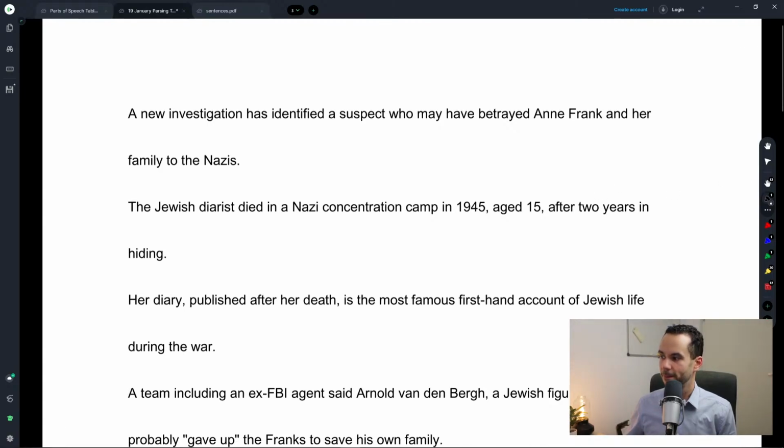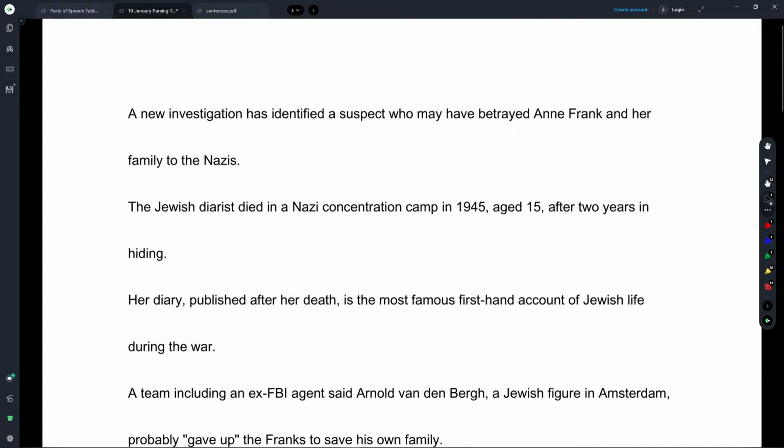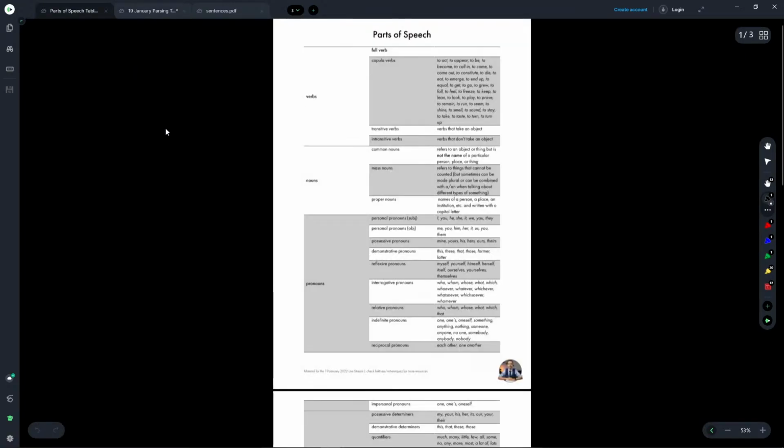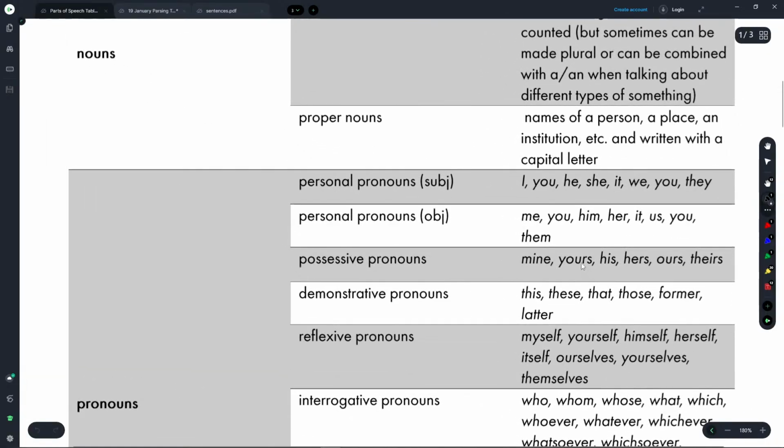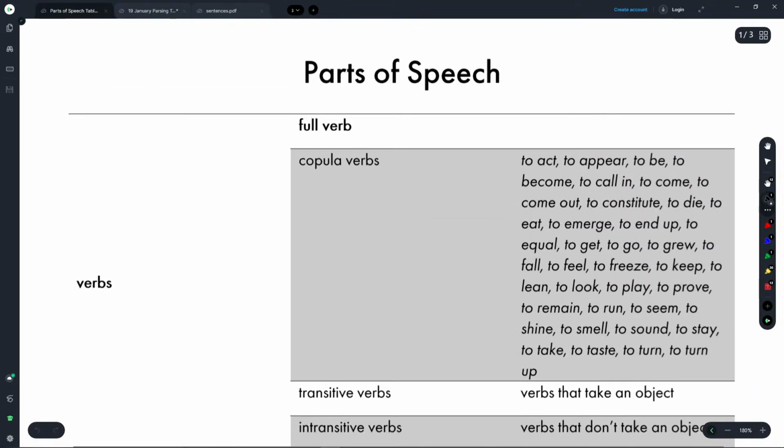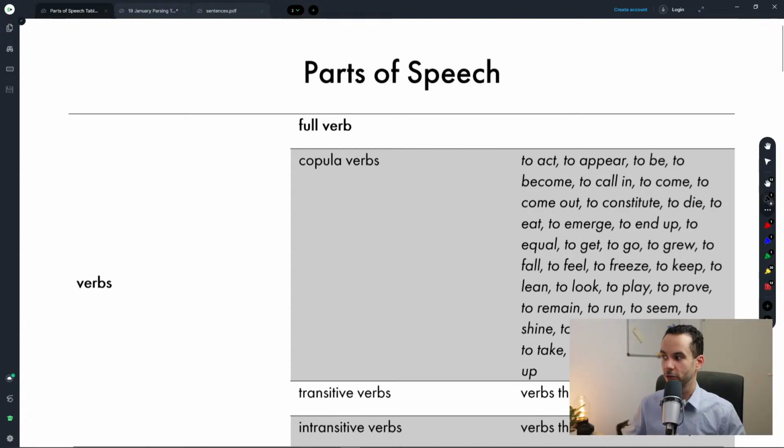Let's see. So this is our text. But before we look at the text, I'll show you my parts of speech table. So this is the part of speech table, and as I said, it's literally an overview of all these parts of speech. Right, so all of them.